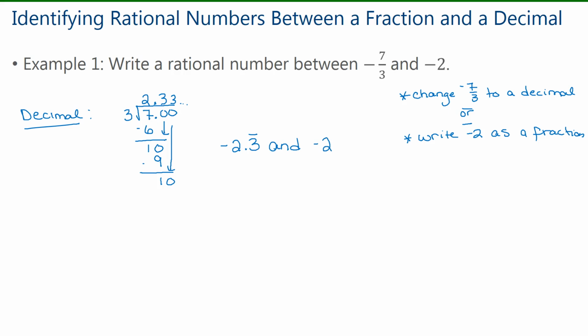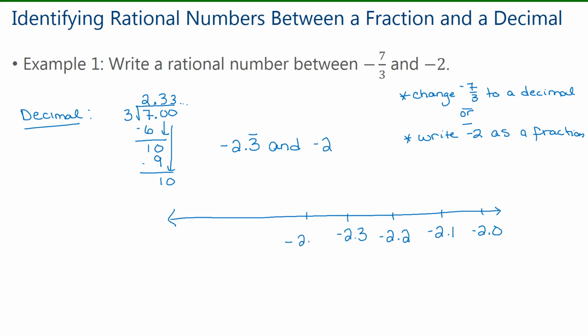So if you want to picture that on the number line, -2.0, -2.1, -2.2, -2.3, -2.4. I could stop there. So -2 would be right here, and -2.3 repeating would be just past the 2.3 mark.